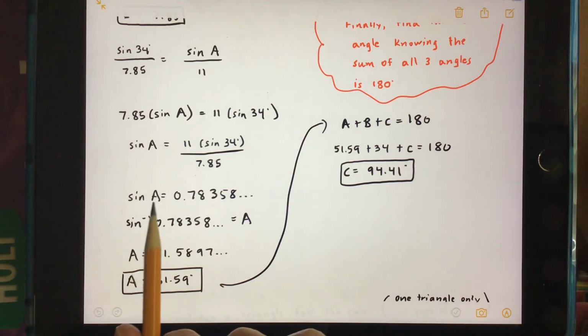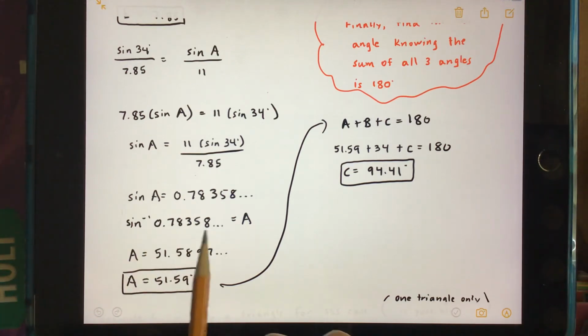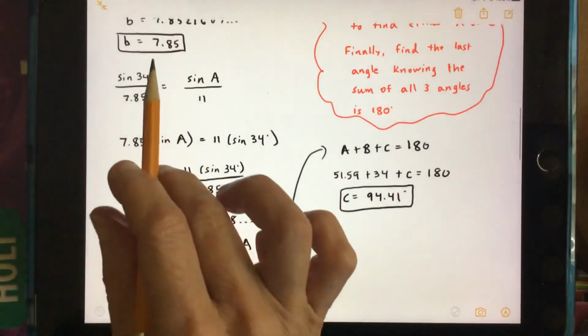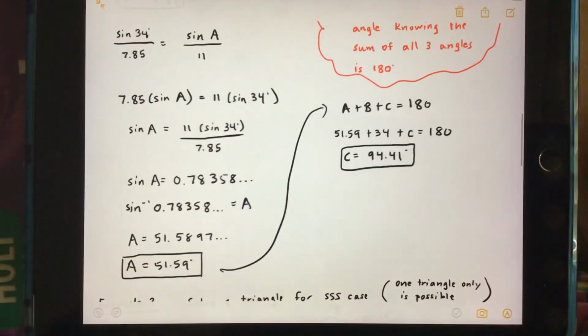And then I'll use my inverse sine to find my a. So sine inverse of 0.78358 is equal to a. My calculator will tell me 51.5897 and some other digits is equal to a. Rounding that off to the nearest hundredth gives me 51.59 degrees. Okay, so I have now figured out 2 pieces of information. I got my missing side b, and I have angle A.